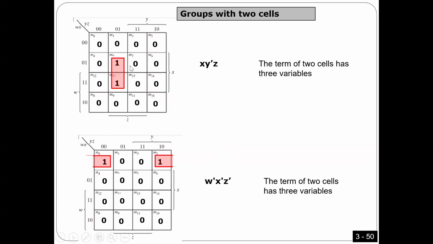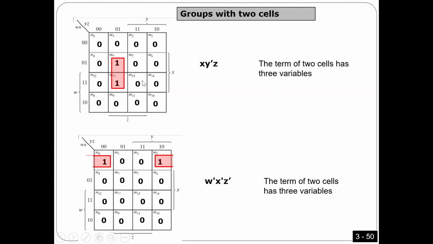Okay, we have another example here. Again, I can make one group here. If you look at W, I have to cancel W because this one here is W, this one is W prime. So W is not going to be here. You already know if it is a group of two, you should have three variables here.